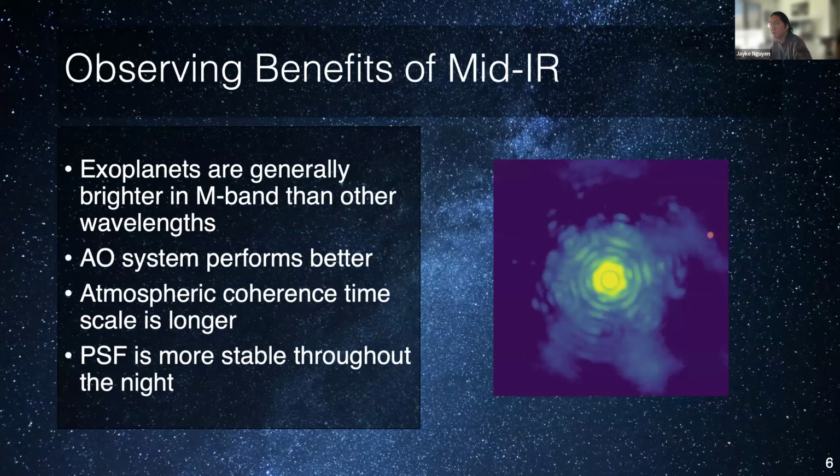Some of the good things about M-band is that, again, exoplanets are generally brighter in M-band than at other wavelengths, cooler ones especially. But there are also actual observing benefits: the AO system just performs better. The atmospheric coherence timescale is longer, so that means your PSF is much more stable throughout the night.